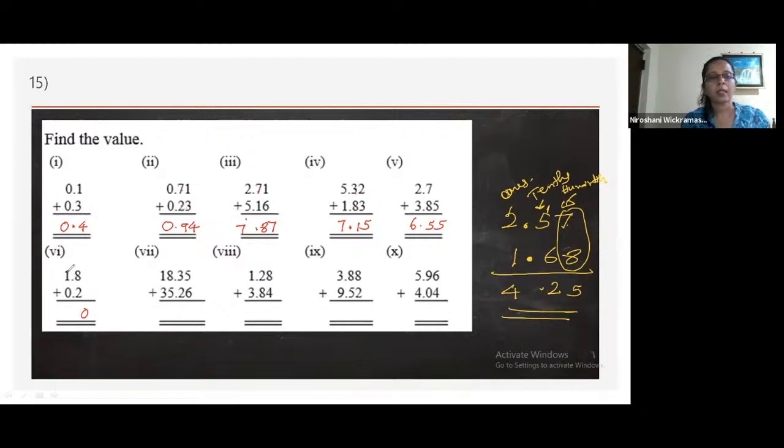8 and 2, 10. 1 remaining. 1 and 1, 2. 2.0. 2 and 5 and 6, 11. 1 remaining, 4 and 2, 6. 8 and 5, 13. 1 remaining, 5. 8 and 4, 12. 1 remaining, 11. 1 remaining, 5.12. 8 and 2, 10. 1 remaining, 9 and 5, 14. 1 remaining, 4 and 9, 13. 13.40. 6 and 4, 10. 1 remaining, 10. 10.00.